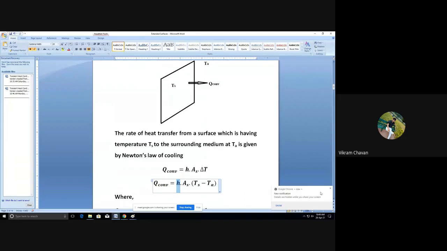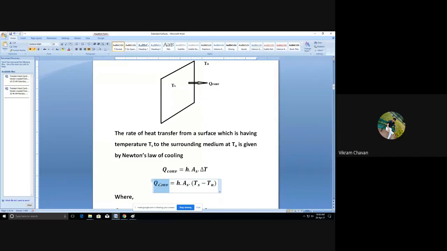By increasing the convective heat transfer coefficient, you can increase Q convection. If this h value increases, obviously Q convection will increase. But we learned that there are two methods of convection: one is forced convection, and the second is natural convection.